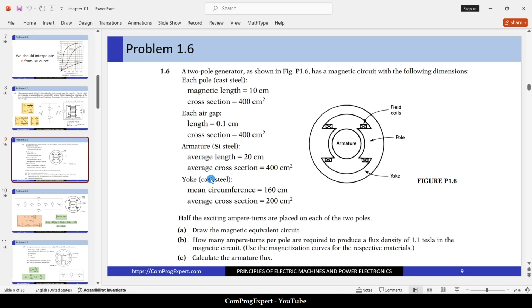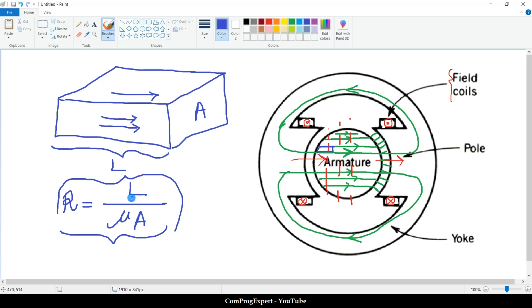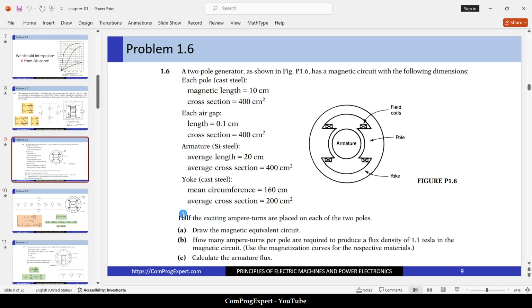So every term in the problem is also important, and you should distinguish between this and this one. But still, we can use the same equation, this one, for calculation of the reluctance. Anyway, and here we have the yoke. The yoke is the back iron of the stator.